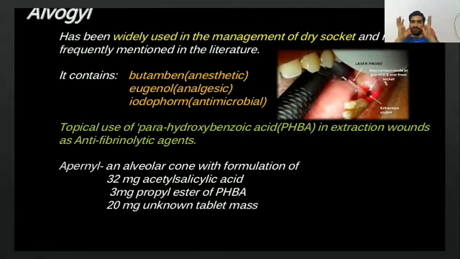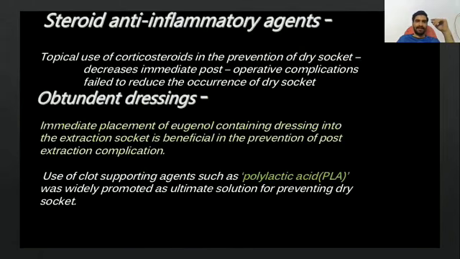Next, Alveogyl and the alveolar cone. It is a cone which is to be placed in the socket, which contains 32 milligram of acetylsalicylic acid, 3 gram of propyl ester of polyhydroxybenzoic acid, and 20 milligram of tablet mass. So it is an alveolar cone which is going to be placed in the socket, which will promote healing and prevent the formation of dry socket.